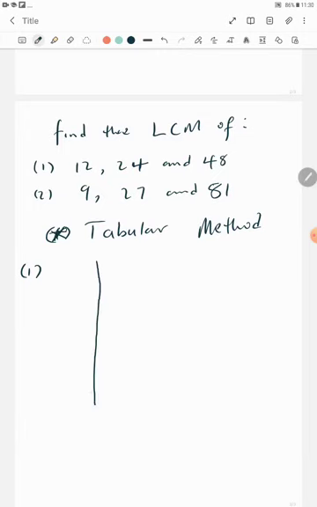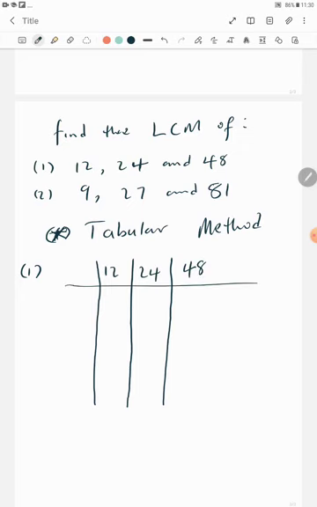The tabular method is that we are going to write our 12, we are going to write our 24, and 48, just the same method that you have been using when writing numbers as a product of prime factors. I hope you still remember that class. In this tabular method, we begin to divide using our prime numbers. You start with the first prime number, which is 2. When you cannot use 2 again, you move to 3, then 5, 7, 11, and so on and so forth.